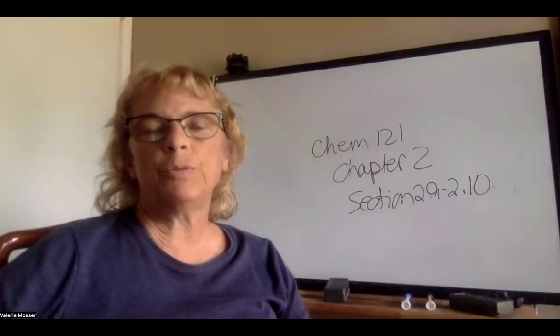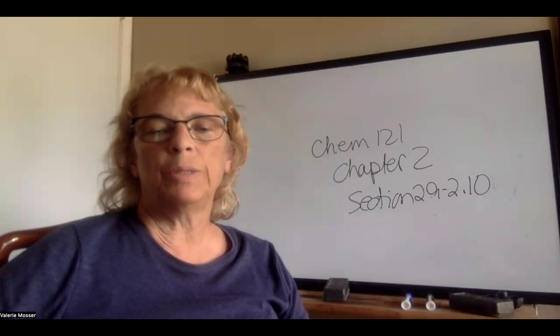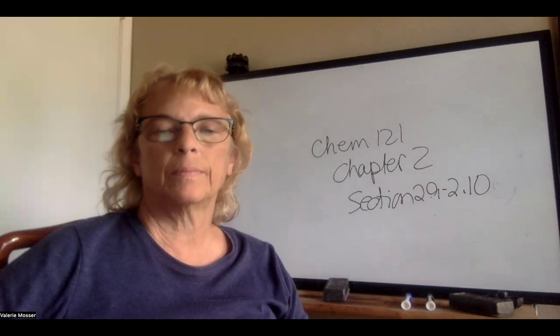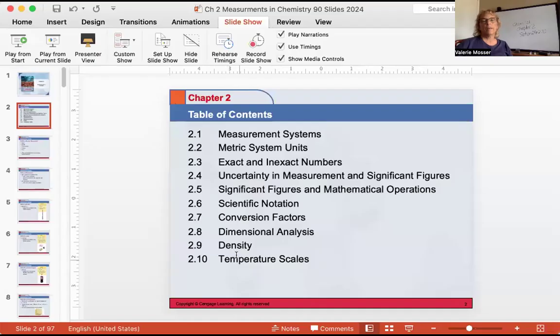Hi, this is Chem 21, Chapter 2, Sections 2.9 and 2.10. In these last two sections, we're going to talk about density and temperature scales.